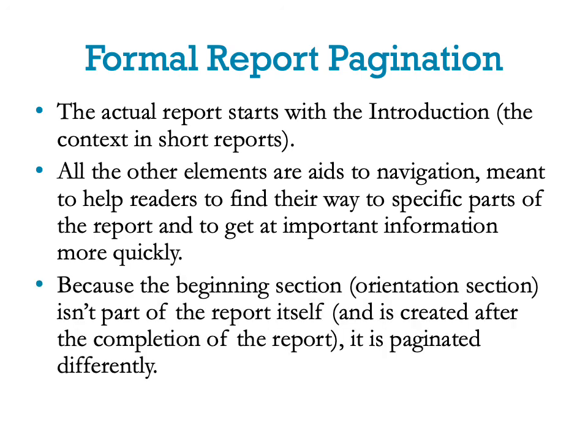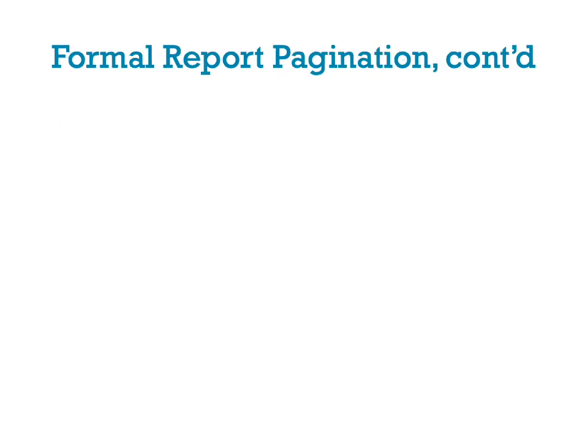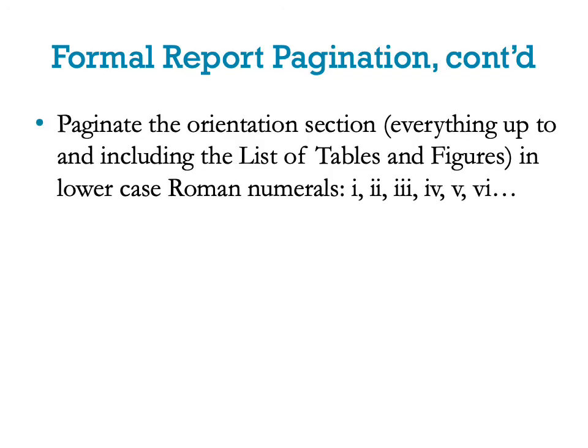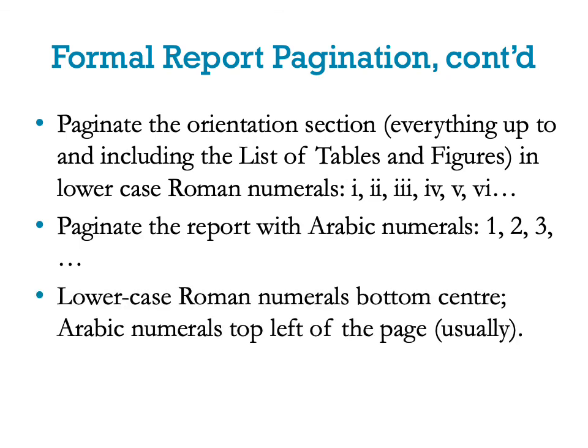Because the beginning section, or the orientation section, isn't part of the report itself and is created after the completion of the report, it's paginated differently. The lowercase Roman numerals will be paginated at the bottom center, and the Arabic numerals should go to the top left of the page, usually.